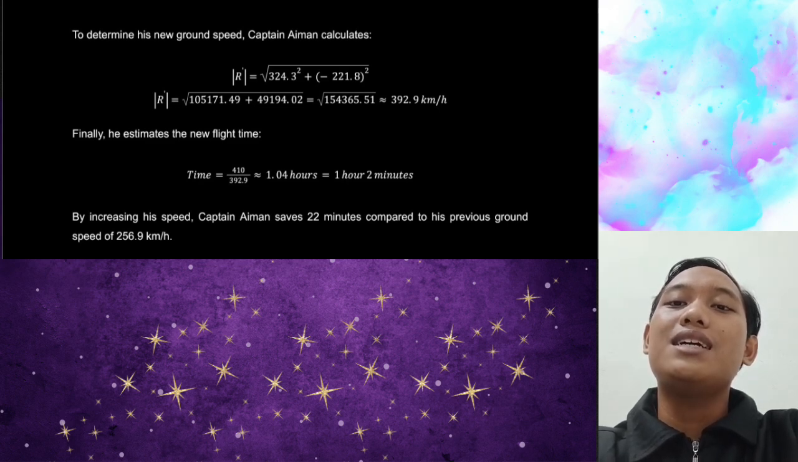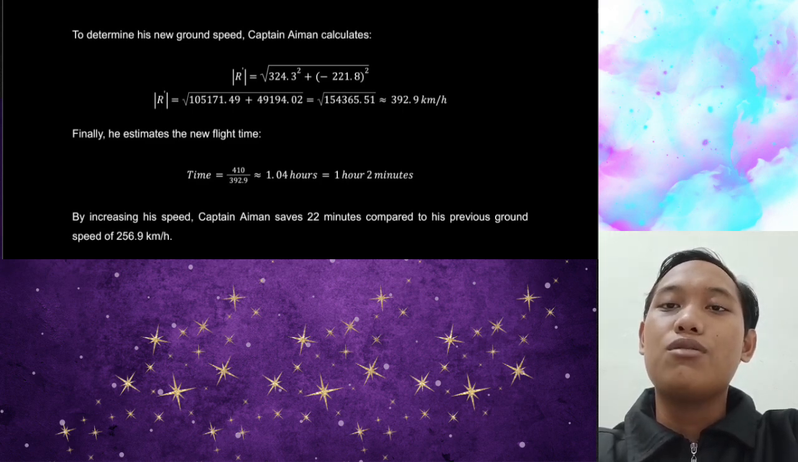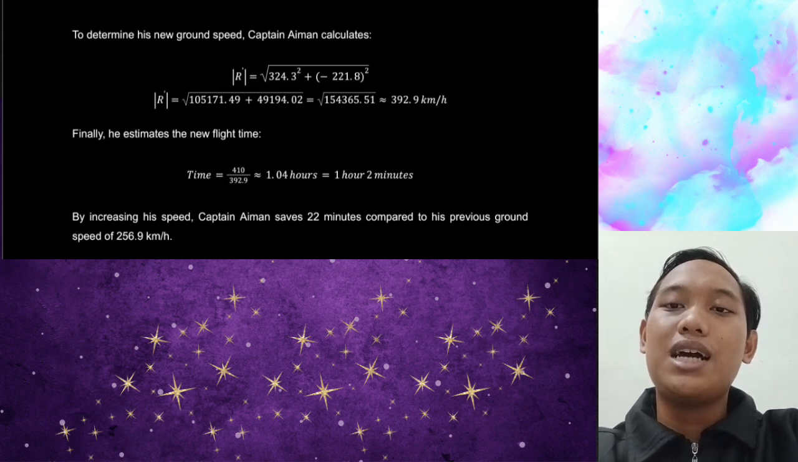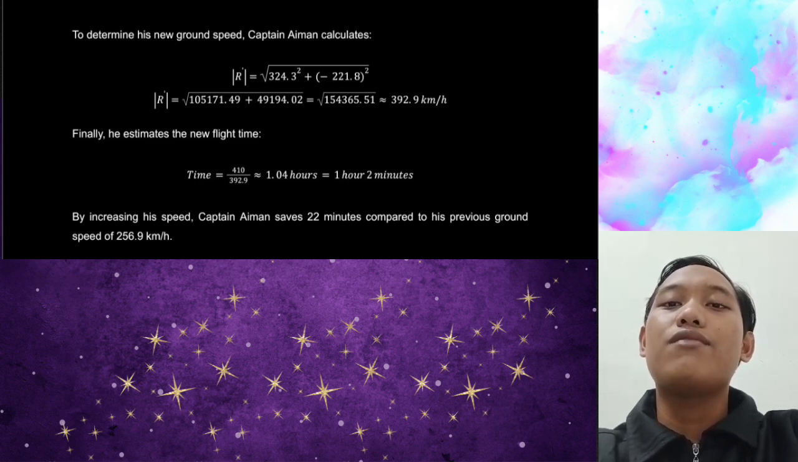Okay, finally he estimates the new flight time. We know the time equals 410 divided by 392.9, and we got 1.04 hours, or equal to 1 hour 2 minutes. By increasing his speed, Captain Aiman saved 22 minutes compared to his previous ground speed of 256.9 km per hour.